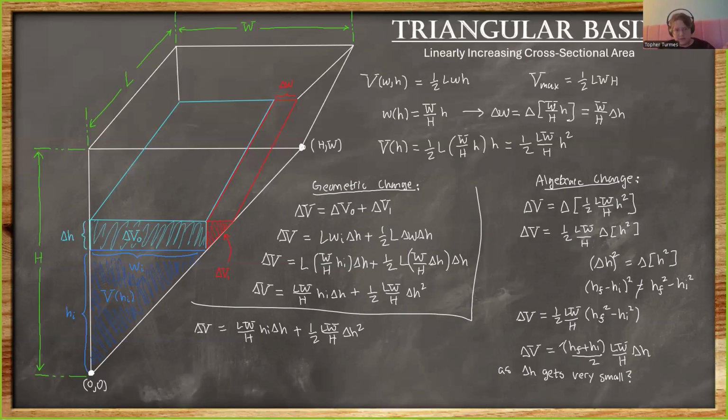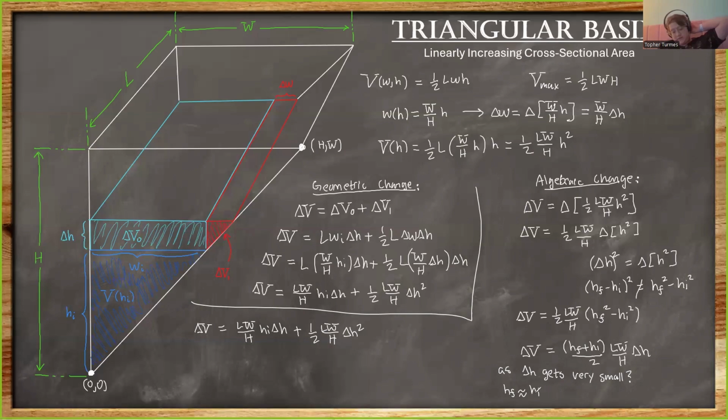Change in volume gets really small too, but I want you to focus on this right here. As delta H gets very small, what happens to this? Isn't that like approach one? Close, because as delta H gets very small, you could almost say H final is equal to H initial.